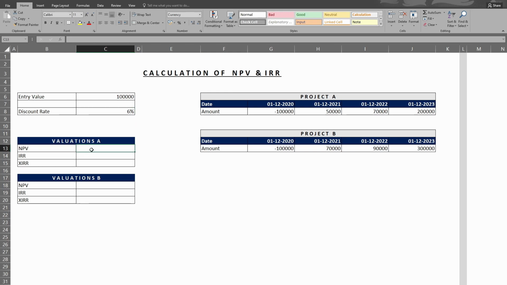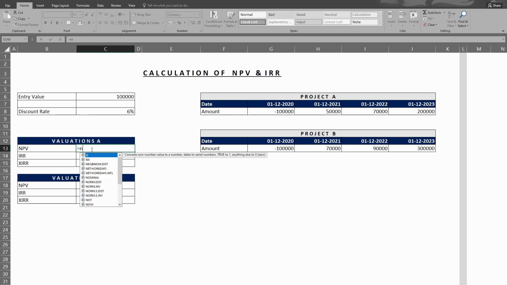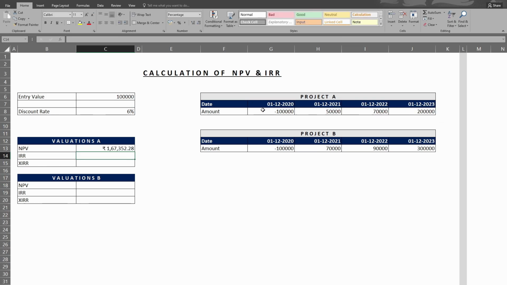Now let's calculate the NPV. Equal to NPV, open parenthesis, rate is 6%, which we are expecting from that investment. Values is the series of the cash flows. Let's calculate it from 2020 all the way to 2023. This is our assumed forecasted cash flows. So this is the net present value of our cash flows.